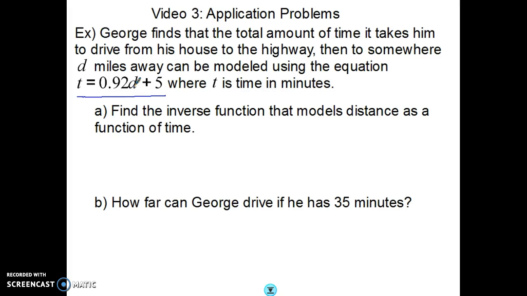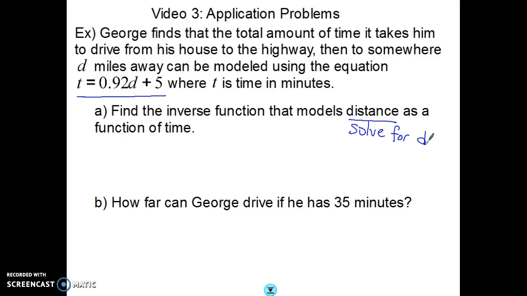But what if we want to find a function that instead modeled distance as a function of time? In other words, switched the input and output. Well, that's exactly what an inverse function does. Now, when we're doing application problems, we're not going to switch the variables anymore because it would get confusing as to which variable meant what. But what we will do is just solve for d. So that's all we have to do. We're going to be solving our equation for distance.